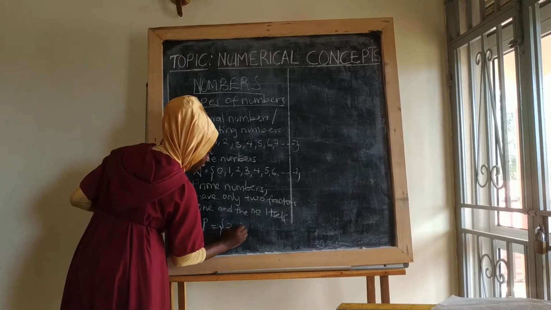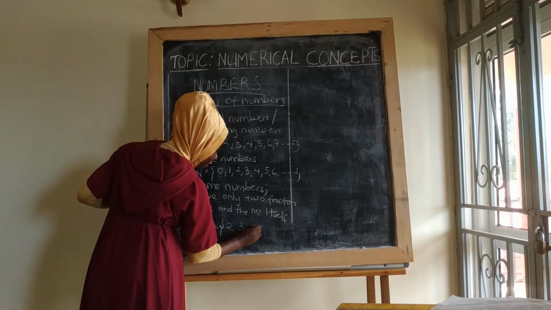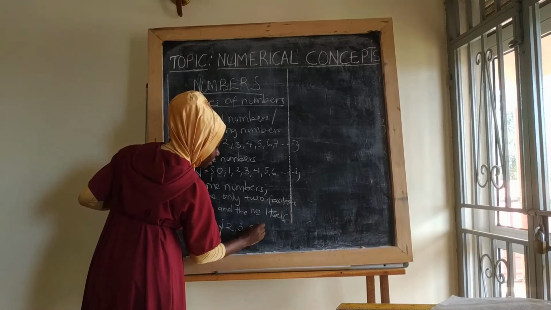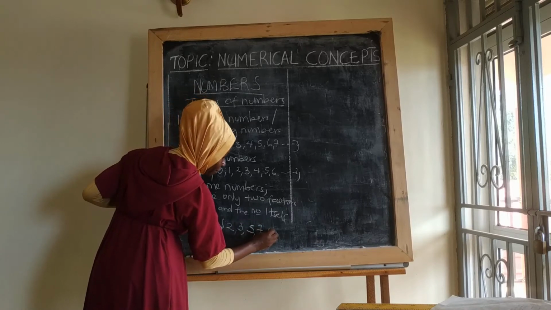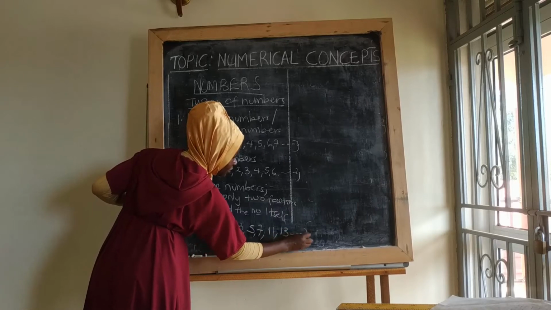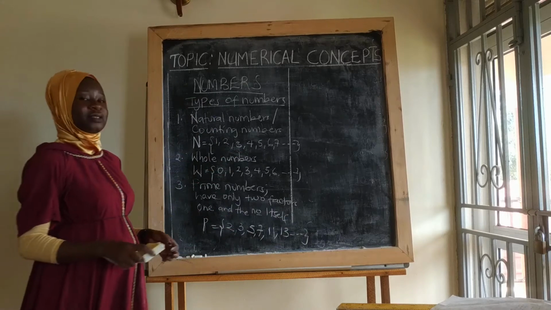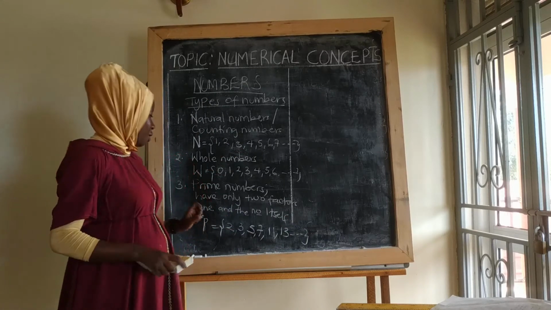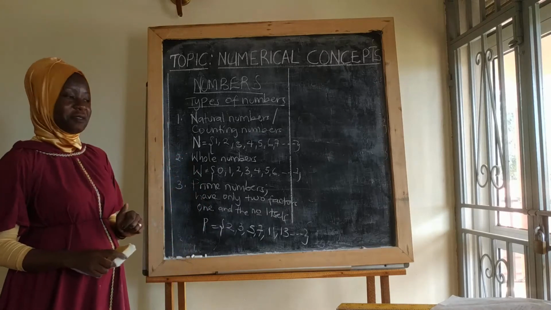We have 3. 4 is not a prime number. I have 5. I have 7. 9 is not. I have 11, 13, and so on. So when we say prime numbers, we simply mean numbers that have only 2 factors, 1 and the number itself. So far I have my 3 types.